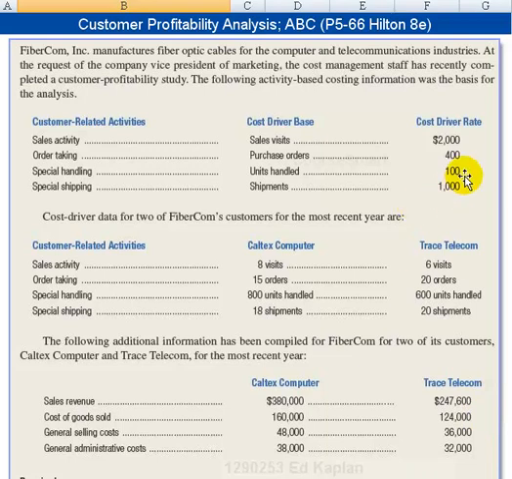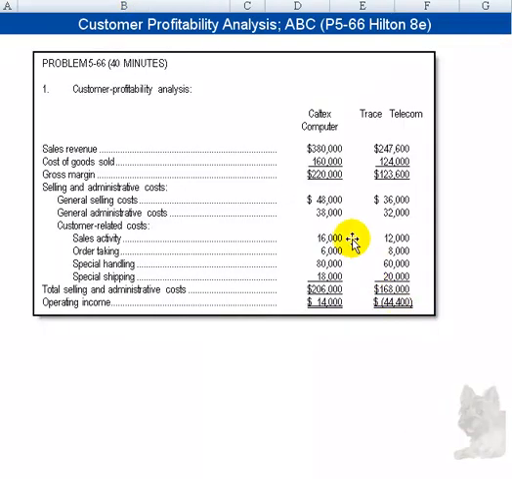Then we've got to do the multiplication. We take 2,000, the cost driver, times 8 visits to come up with 16,000. And you see that number right there for sales activity. Now I'm going to skip over this till the end.